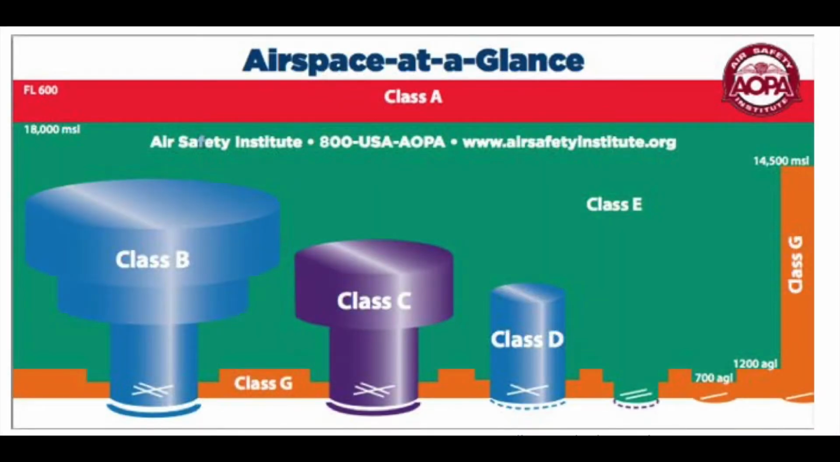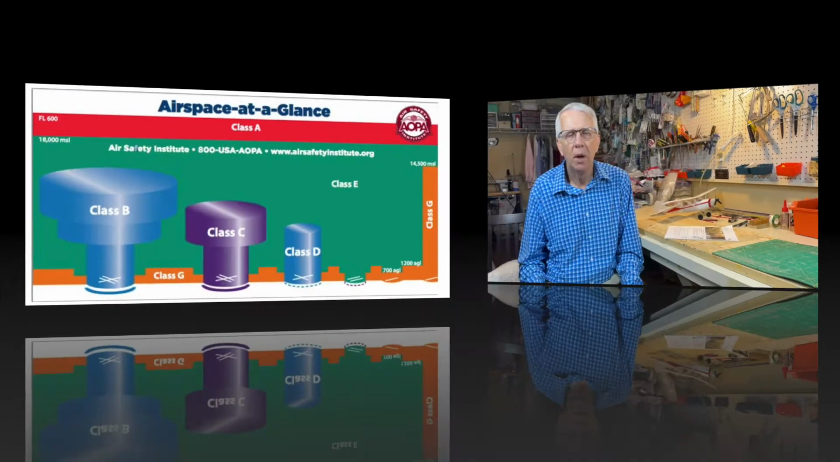A visual depiction, you can see Class A up above. B, C, and D are towered airports. Class E is controlled airspace. It connects all the Class B, C, D. The orange is Class G, uncontrolled airspace, generally up to 700 to 1,200 feet. That's where we fly. So I fly at a club here in Georgia, the Hilltop Flyers. I love it. It's in Class G airspace. With the recent changes in the upper altitudes, we can fly up to 1,200 feet at that club.